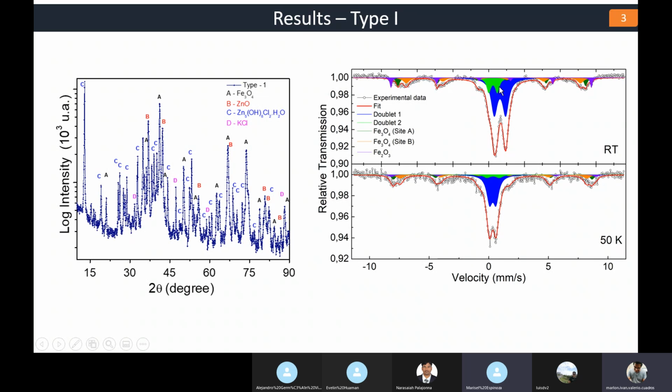These two doublets are present when measured at 50 Kelvin. But in this case, we also observed hematite as a magnetic phase revealed by Mössbauer spectroscopy. Hematite was not revealed in the X-ray pattern.